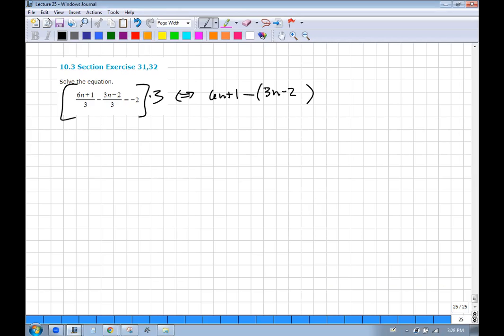Now, why am I putting these parentheses here? Because I'm subtracting this whole thing, right? So I have a negative 3n and a negative negative 2. All right. So this is an instance where I'm putting parentheses in. 3 times negative 2. Okay. So be careful here, right?